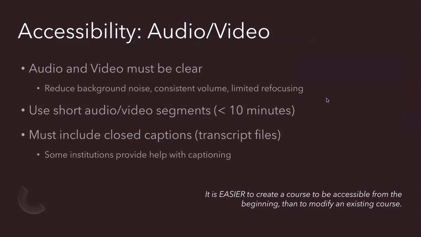Next, for accessibility with your audio and video, make sure that it's clear. Try to reduce background noise as much as possible. Use very consistent volumes and limited refocusing on your video. If you're recording on a screen reader, currently I'm using a headset with a microphone to avoid some of that background noise and try to keep my volume as consistent as possible.